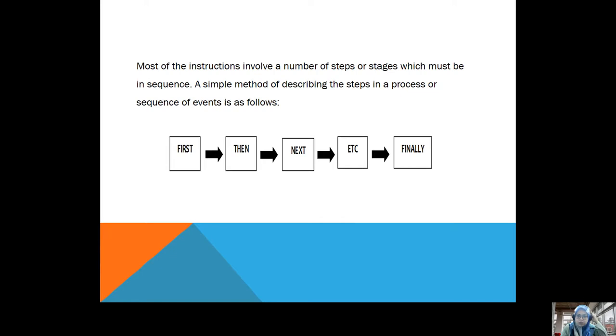Most instructions involve a number of steps or stages which must be in sequence. A simple method of describing the steps in a process or sequence of events is as follows. We can use what we call sequence connectors: first, then, next, etc., finally. These sequence connectors help the reader to understand the steps better. Imagine if we don't include sequence connectors in our steps, in our manual, we might not know which comes first and whether we are missing steps. So all these sequence connectors help to indicate the next step.